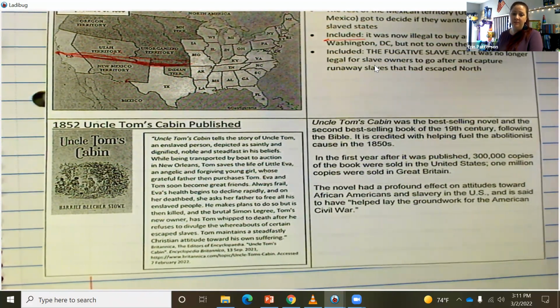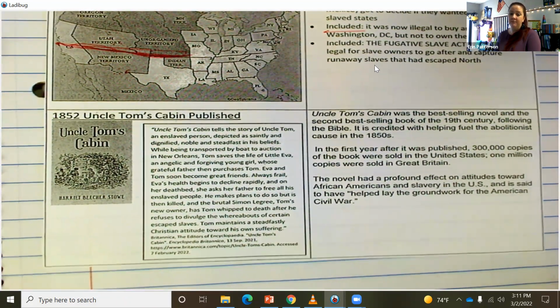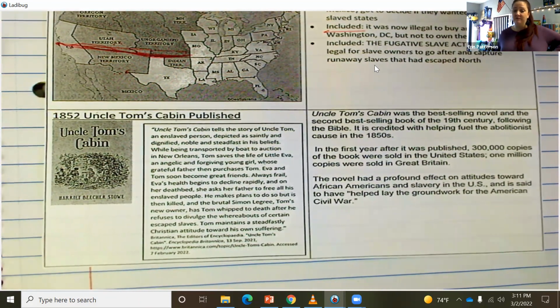Always frail, Eva's health begins to decline rapidly, and on her deathbed, she asks her father to free all of his enslaved people. He makes plans to do so, but is then killed. And the brutal Simon Legree, Tom's new owner, has Tom whipped to death after he refuses to divulge the whereabouts of other escaped slaves. Tom maintains a steadfastly Christian attitude towards his own suffering. So this was a story that people read and they related to Tom's character.